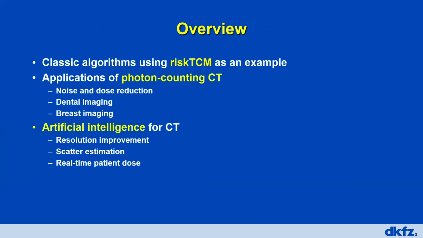Today, I want to give you a brief overview of our research activities in computer tomography. Of course, we cannot discuss all research we are doing, so I picked certain topics that I find particularly interesting. So I want to introduce a classic algorithm to you called RISC-TCM. Then I want to go over some topics in photon counting CT, and I want to close with potential novel applications in CT using artificial intelligence. So let's get going, and let's start with an algorithm we refer to as RISC-TCM.